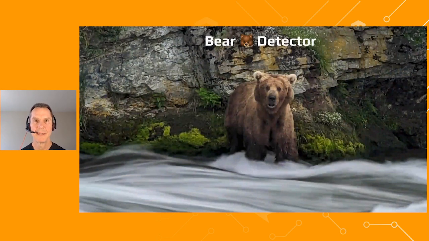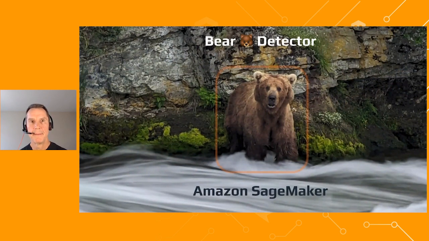So one of the next projects is to train a bear detector using Amazon SageMaker. And we'll use that as an on-demand, probably in a Lambda function, but we're going to leave that for another time.